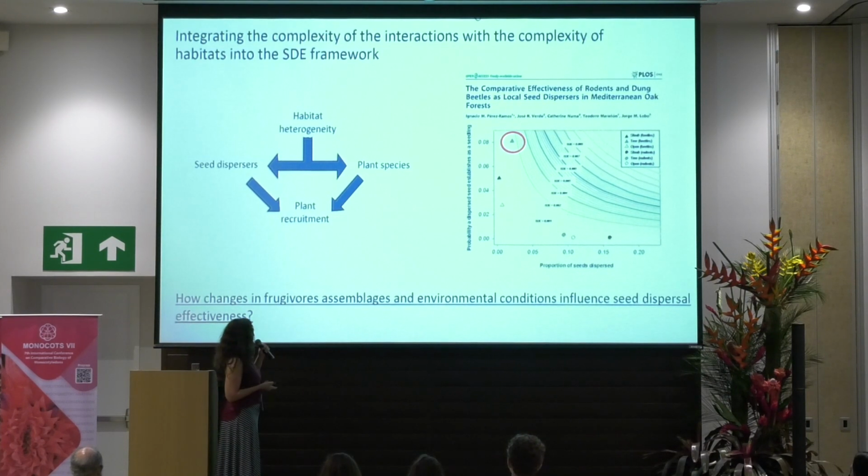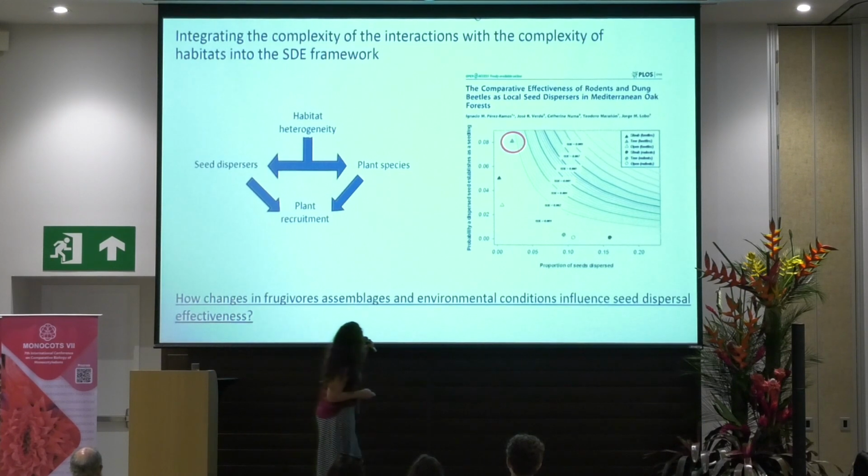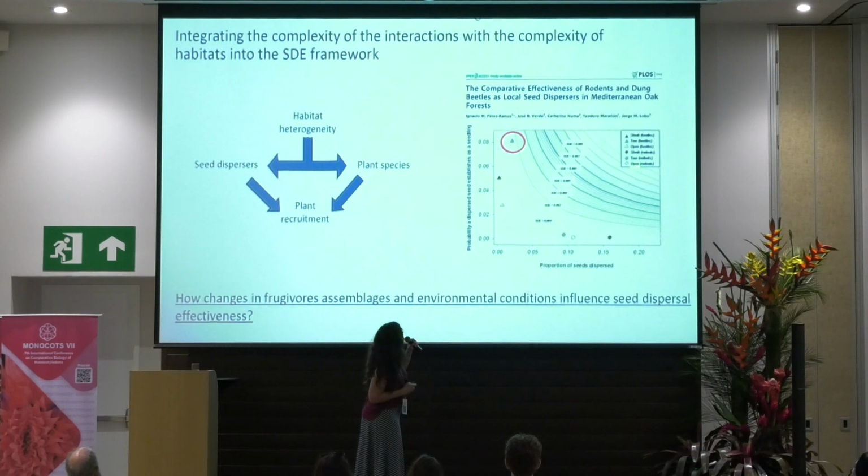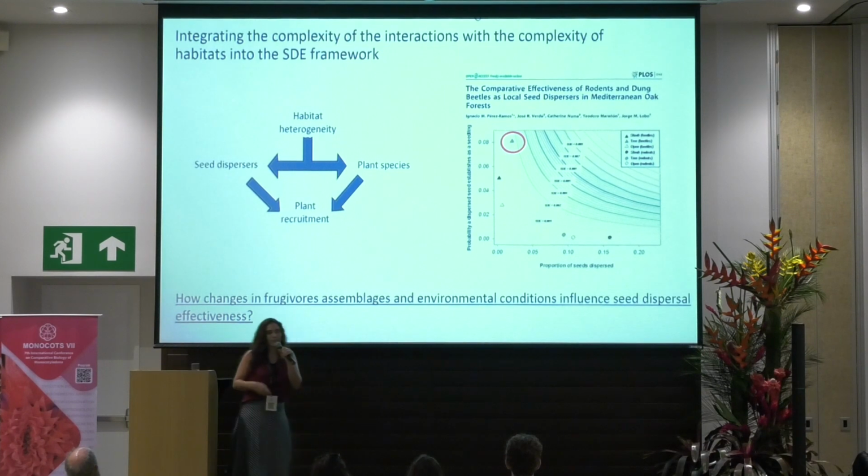So, for example, here we have the signs. The signs are different groups, so rodents, and here it's beetles. And you can see that the different colors are different types of habitats. So we have different levels of effectiveness in this landscape of seed dispersal effectiveness. So one of the main questions of the work is how changes in frugivorous assemblages and environmental conditions influence the seed dispersal effectiveness.